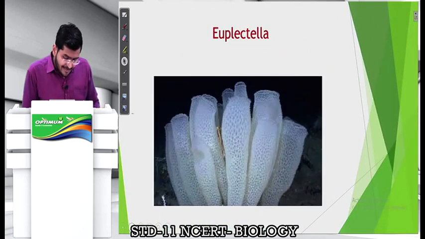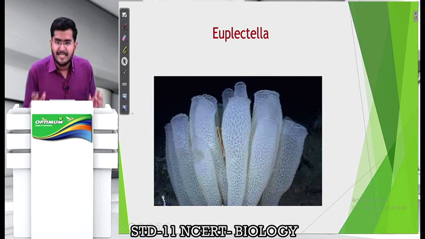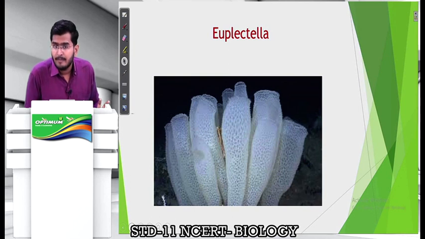Then we have Euplectella. It looks like a cottony, cylindrical structure, and looks very beautiful. It's also called Venus flower basket by many people. Let me tell you, these are also found on the ocean floor. Most of the sponges are sedentary, which means that they are attached to a substratum and they cannot move.